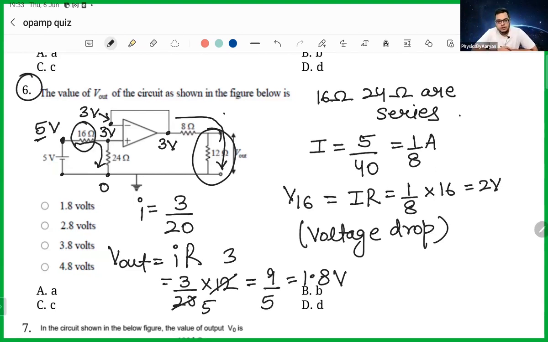So voltage drop across 16 is given by IR, and I you have calculated as 1 by 8, R is given by 16. So this comes out to be 2 volt. So the voltage drop is 2 volt. So 5 minus 2, what is left? 3.